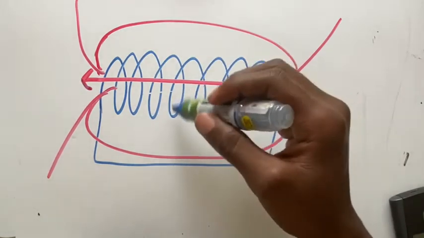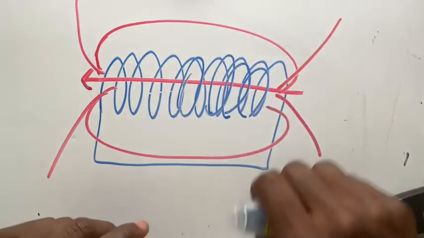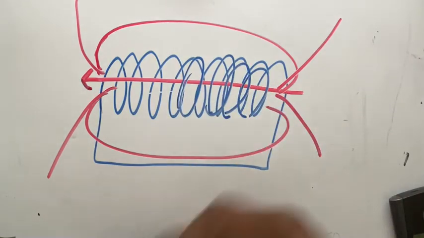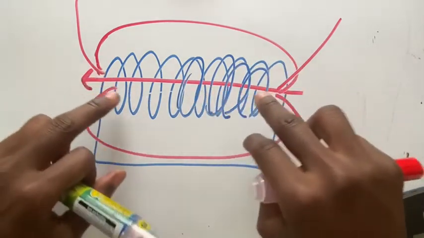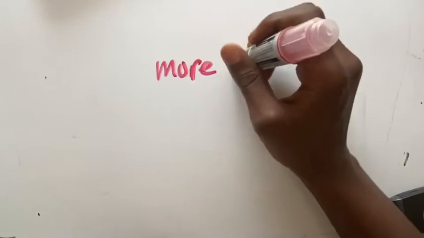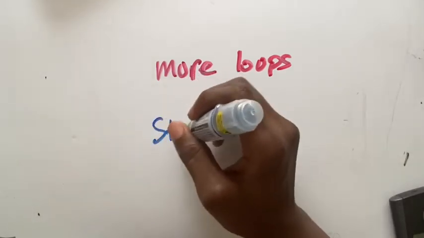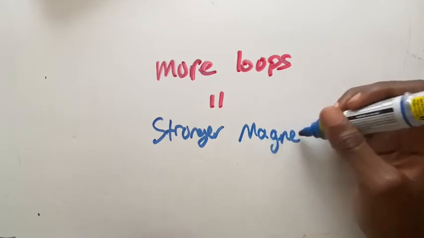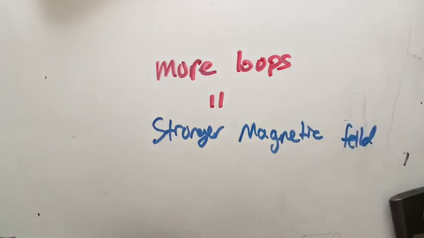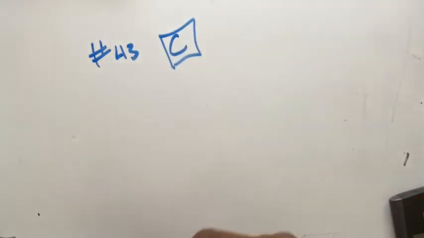So if I were to increase the loops of this wire, that basically is going to increase the magnetic field inside of this solenoid. We call this a solenoid when the wire is wrapped up a lot of times. So more loops equal a stronger magnetic field. And so the answer to 43 is going to be C, stronger, if you add more loops.